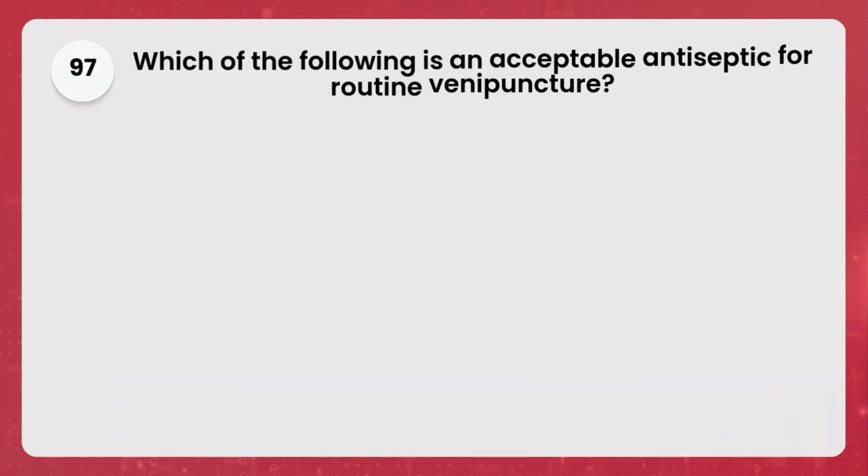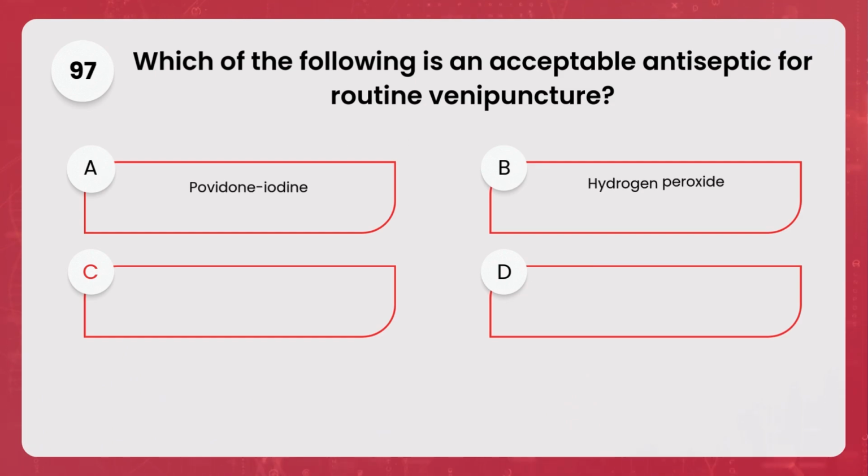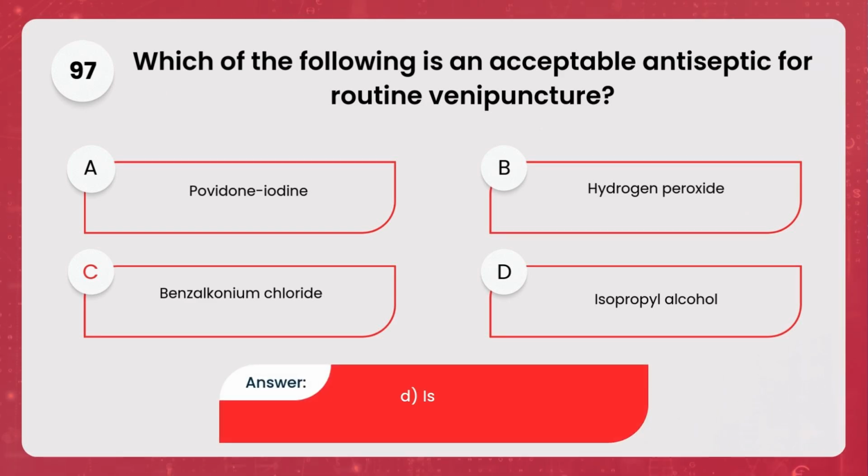Number 97. Which of the following is an acceptable antiseptic for routine venipuncture? A. Povidone iodine. B. Hydrogen peroxide. C. Benzalkonium chloride. Or D. Isopropyl alcohol. The answer is D. Isopropyl alcohol.